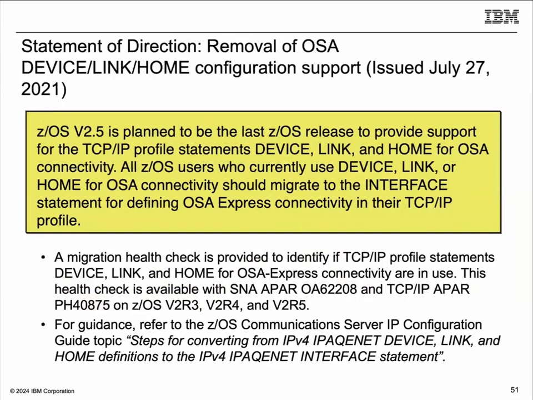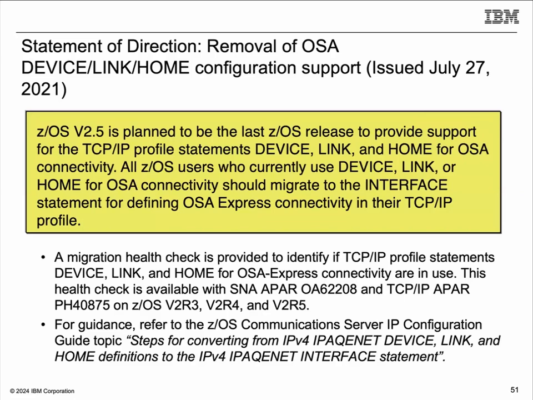The second removal is a little bit easier to deal with, but it also probably affects a lot more people. We issued a statement of direction that same time frame, almost 3 years ago, that said 2.5 will be the last z/OS release to provide support for configuring OSA using device, link, and home statements. Now, understand, device, link, and home still exists in the TCP/IP profile. You use them to define static VIPAs, but you can no longer, as of 3.1, use them to configure OSA connectivity. You have to use the interface statement.